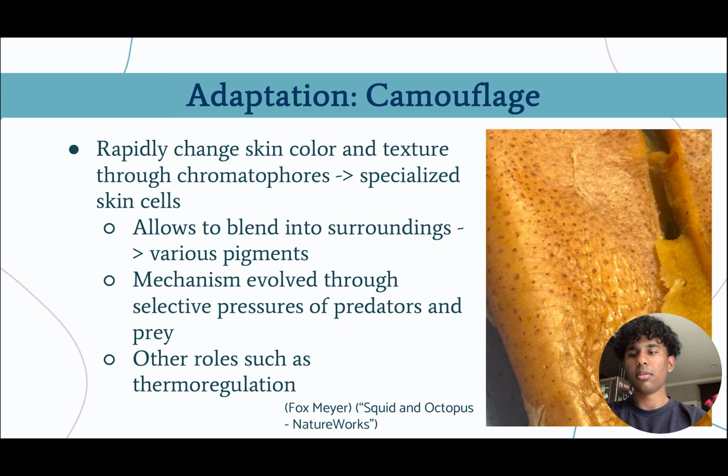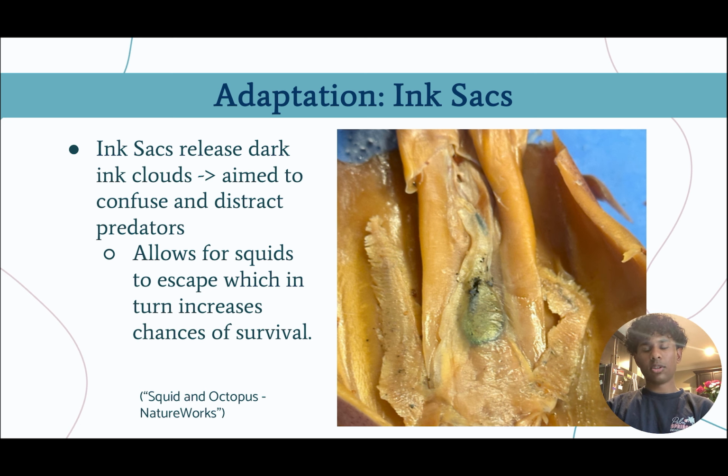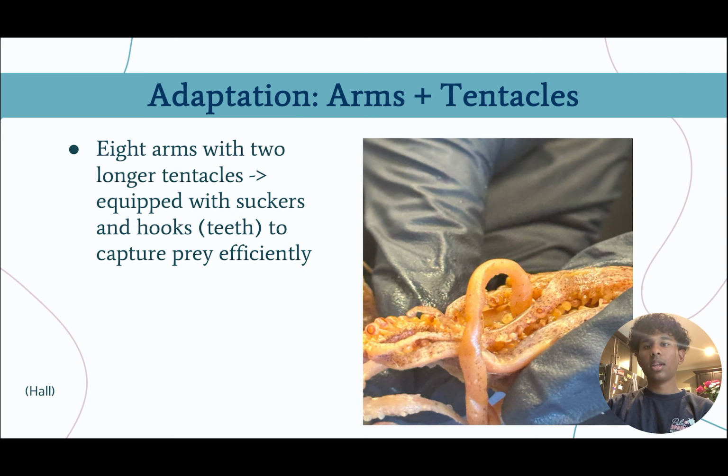The next adaptation is their ink sacs, which release dark ink clouds that are aimed to confuse and distract predators. This in turn allows the squid to escape, which increases their chance of survival. Their next adaptation is their arms and tentacles, in which they have 8 arms with 2 longer tentacles that are equipped with suckers and hooks, or teeth, to capture prey efficiently.